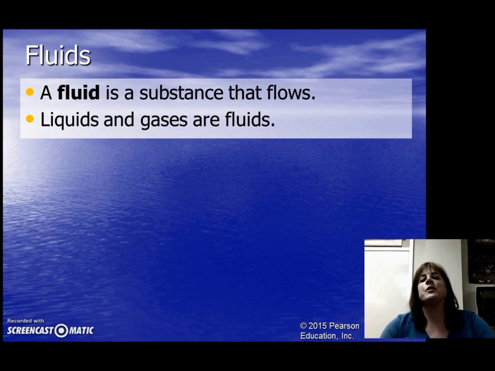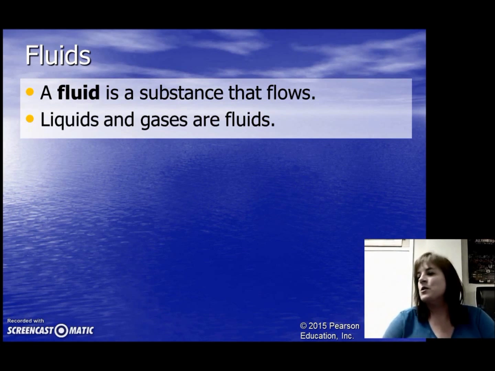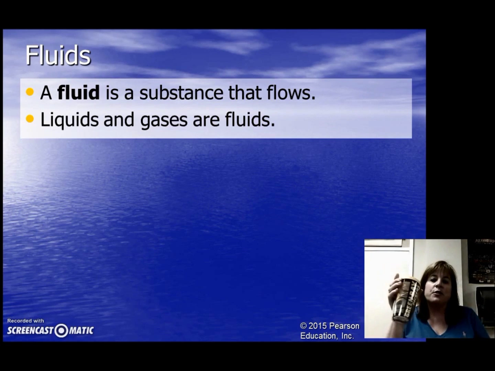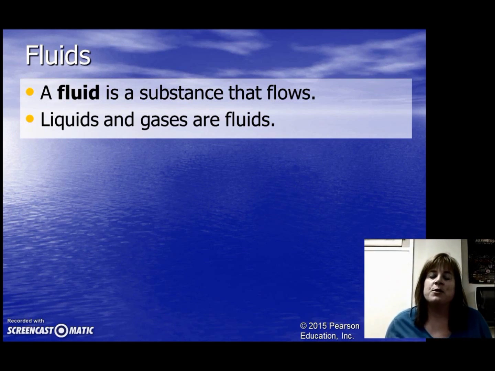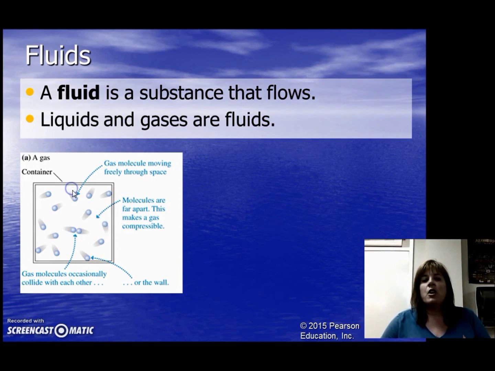Well, first of all, what is a fluid? Well, a fluid is a substance that flows. Now, we all know that liquids are fluids. We see that in commercials where they talk about replenishing your fluids. But gases are also fluids as well. Gases and liquids are a little different in their behavior as fluids, but they're fluids because they both flow.